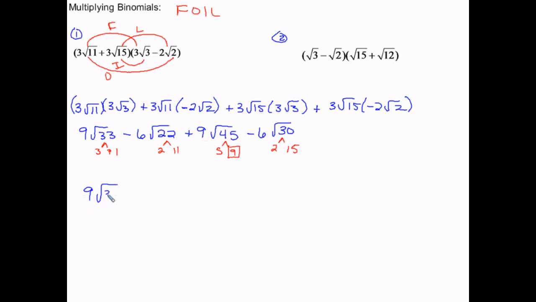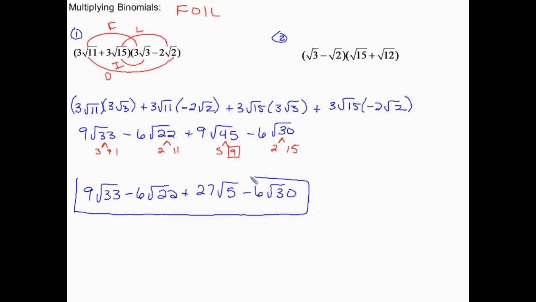And I'll get 9 times the square root of 33 minus 6 times the square root of 22 plus 3 times 9 is 27 times the square root of 5 minus 6 times the square root of 30. Nothing else matches or can be simplified. So that one's done. And I'm going to go ahead and take this one and move it to another page.